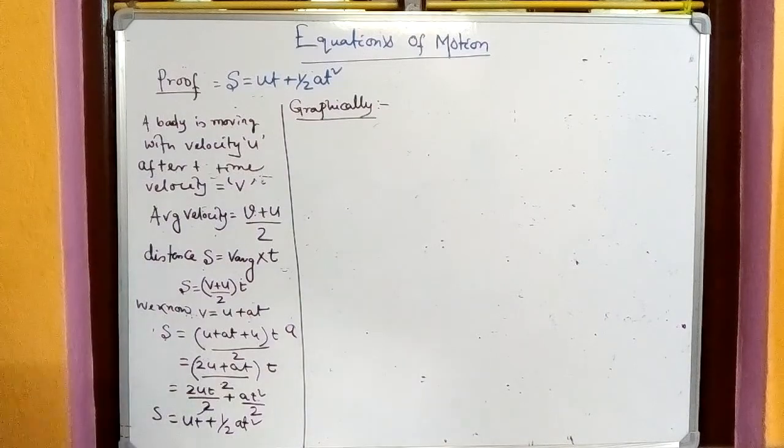See, it is the general method to prove S equals ut plus half at square. If you want to write it down, pause the video here and see how the proof is done. Nothing, I am taking just the average velocity and multiplying by the time to find the distance.